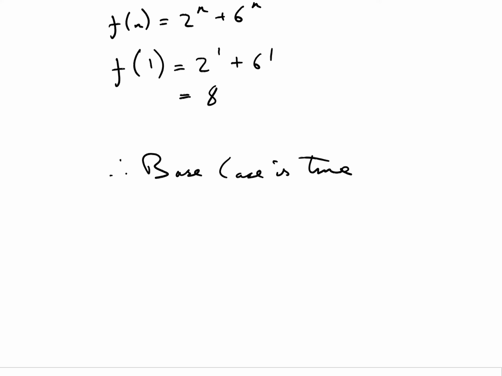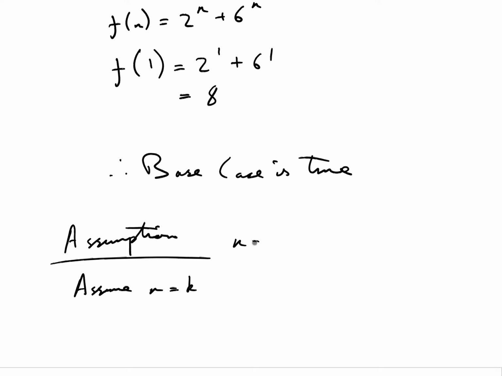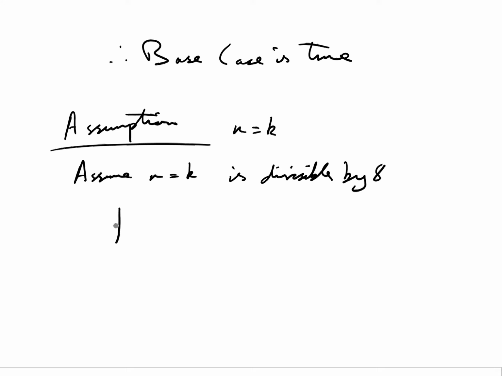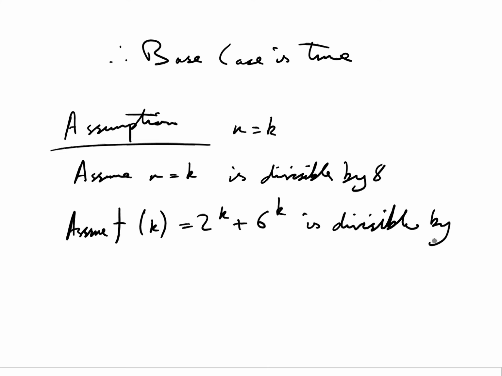We then go on and make our assumption step. And our assumption is we assume that n equals k, so we're testing n equals k, is divisible by 8. More specifically, what is n equals k? It's going to be f of k is equal to 2 to the power of k plus 6 to the power of k. We assume that that is divisible by 8.